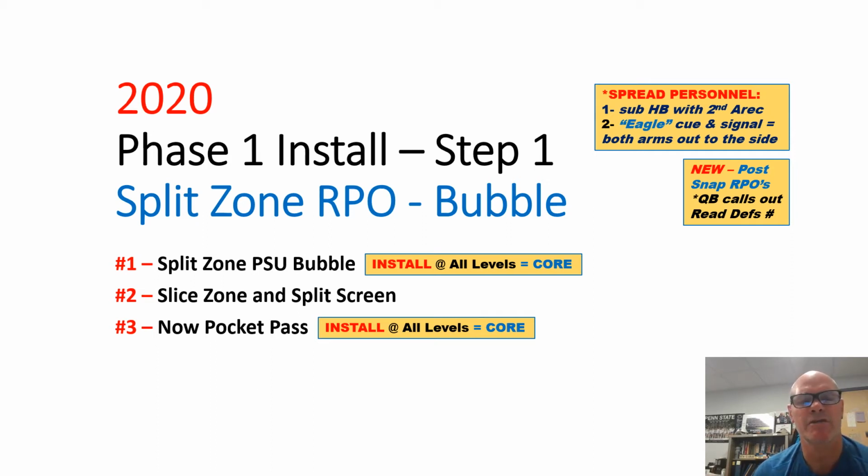I want to talk about phase one of our install offensively. In step one, we start with our split zone RPO. We'll use our bubble route concepts here. Then we'll go to the slice zone and a split screen, and then finish up with a now pocket pass.